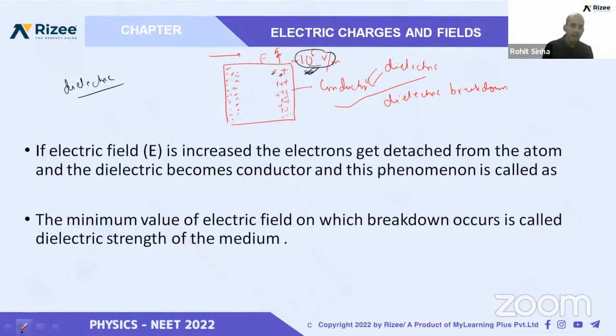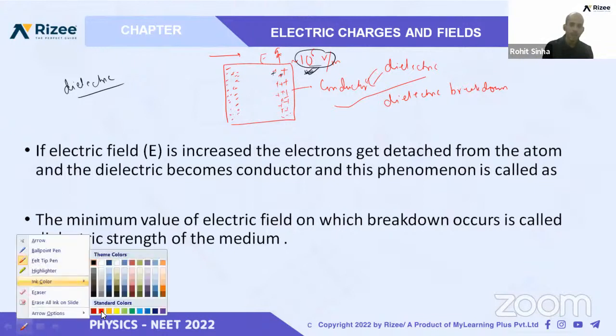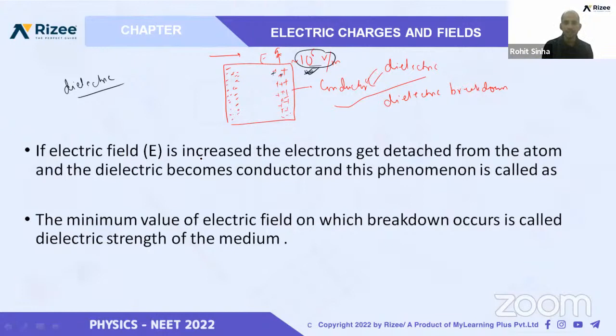We can see here, I have coined some points. If the electric field is increased, electrons get detached from the atom and the dielectric becomes a conductor, and this phenomenon is called dielectric breakdown. And the minimum value of electric field after which breakdown occurs is called the dielectric strength of the medium.